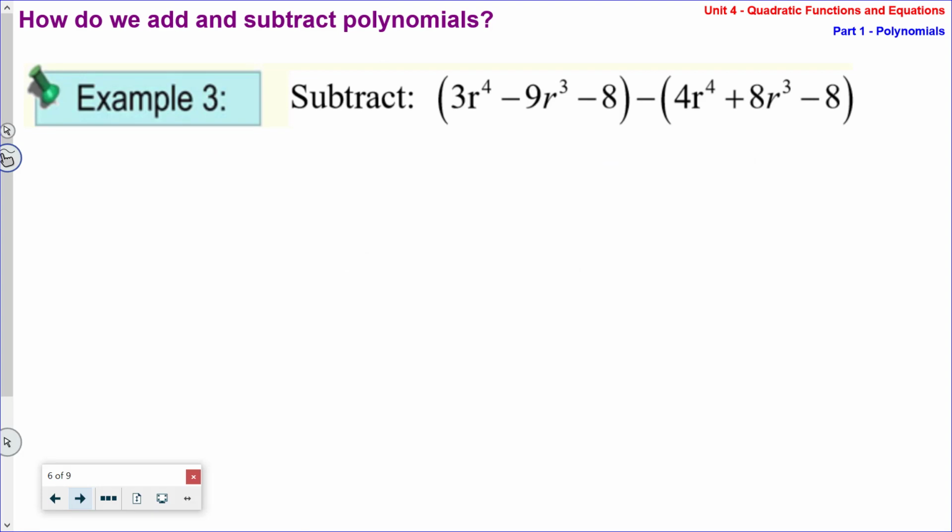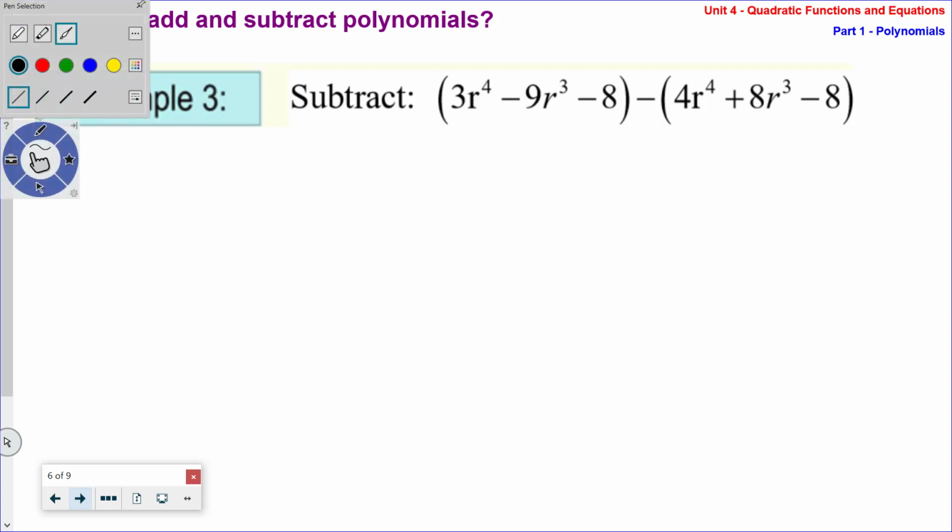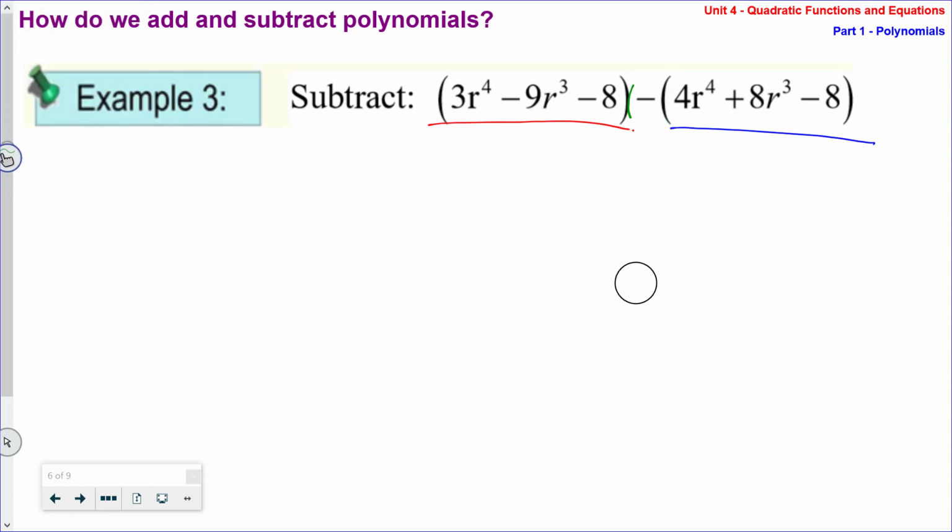Now we'll subtract. There's a difference here. It's not a big difference, but you have to pay attention to what you do whenever you subtract. So again, we still have two polynomials, one in red, one in blue. The difference in this case is that the operation in between the two polynomials is negative. So please pay close attention to what you need to do here. This negative is essentially a negative 1.